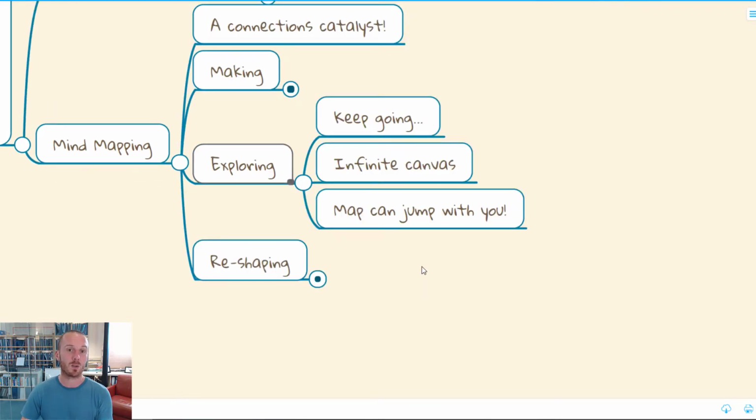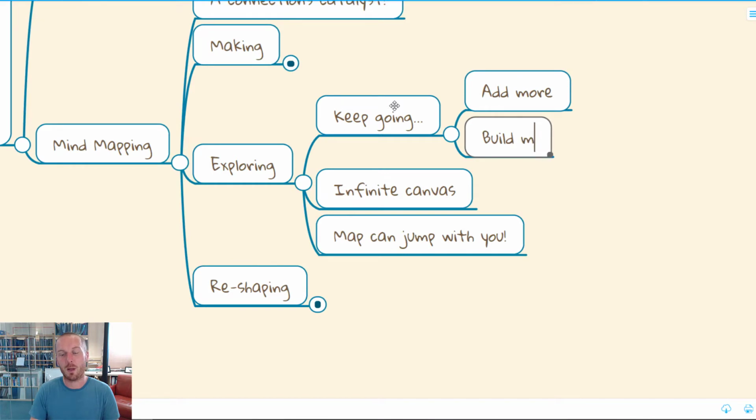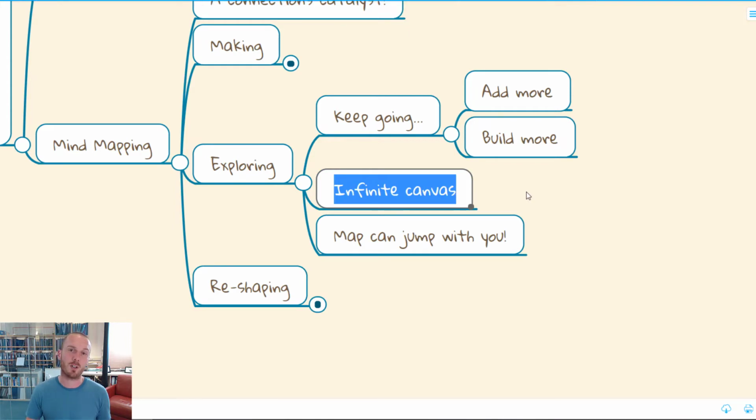But then we might start to explore them. Well, really, that's just about keep going, add more, build more, whatever it might be. So you've got the option in MindMeister to just go and go as long as you want, because you've essentially got this kind of infinite canvas. The tool will expand as far as your ideas want to go, and that's very, very powerful for feeling unrestricted in your thinking, but also knowing you've got a tool that's going to capture and reflect back what you've been thinking as you do it.